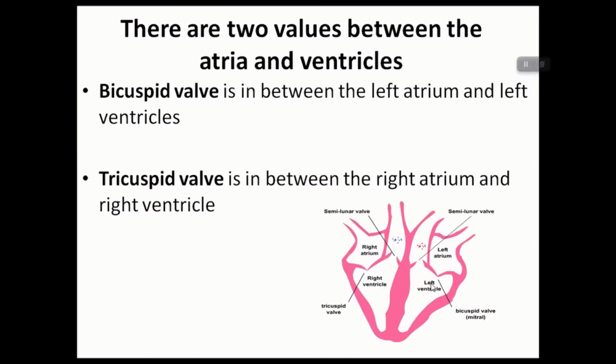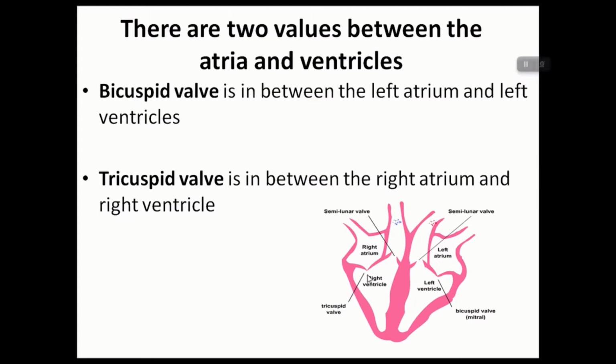there you can see bicuspid valve is in between the left atrium and left ventricle. Can you see? පුතාලට left ventricle එකයි left atrium එකයි අතර තියෙනවා valve එකක්. What's the name of that valve? Bicuspid valve, or we call it as mitral valve.